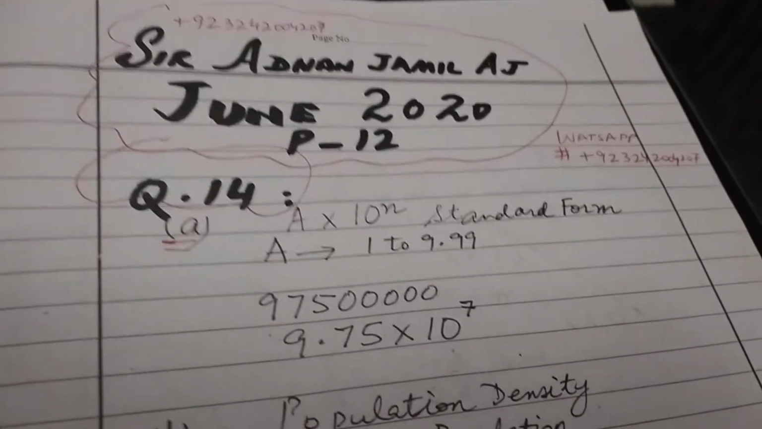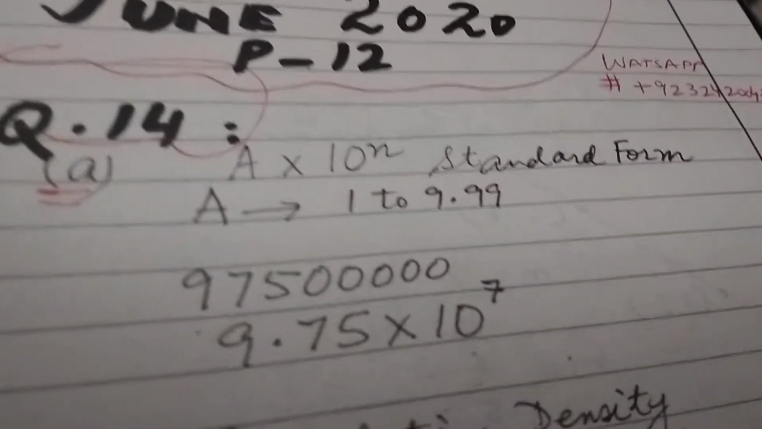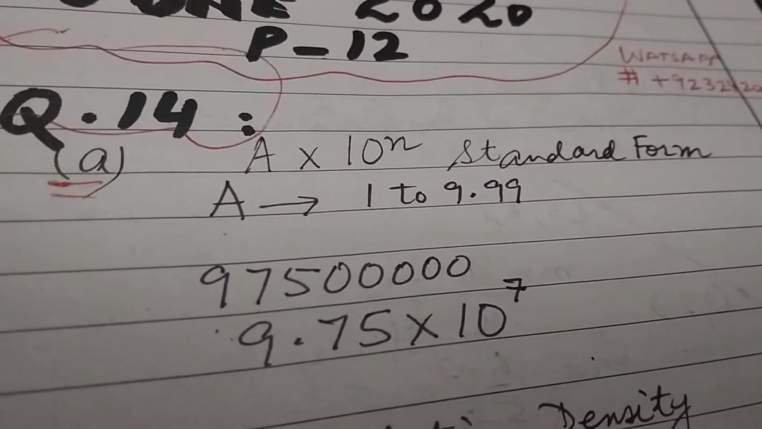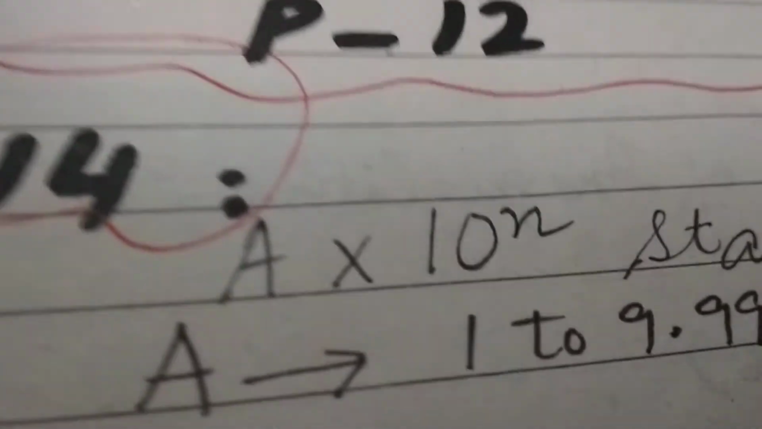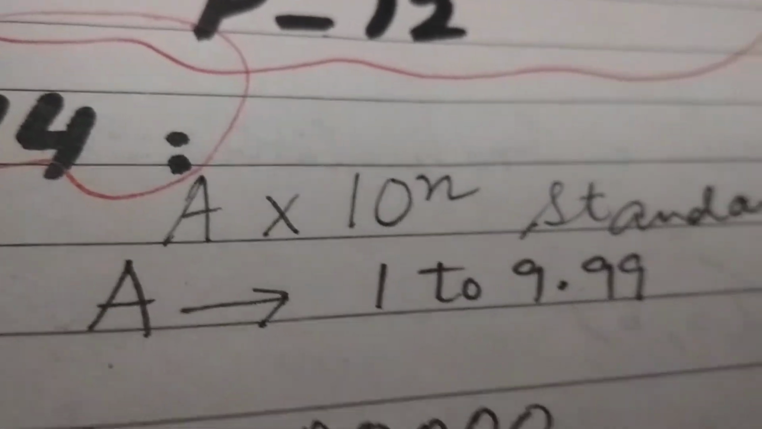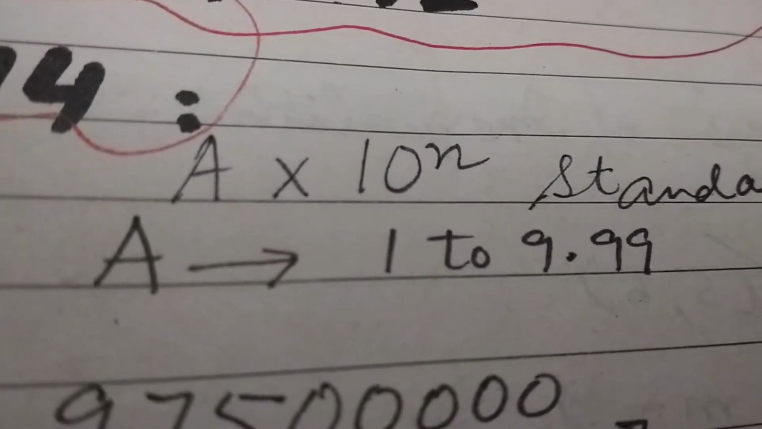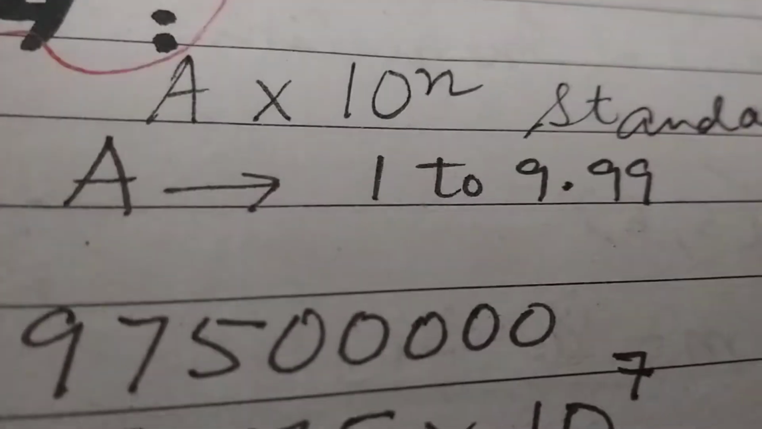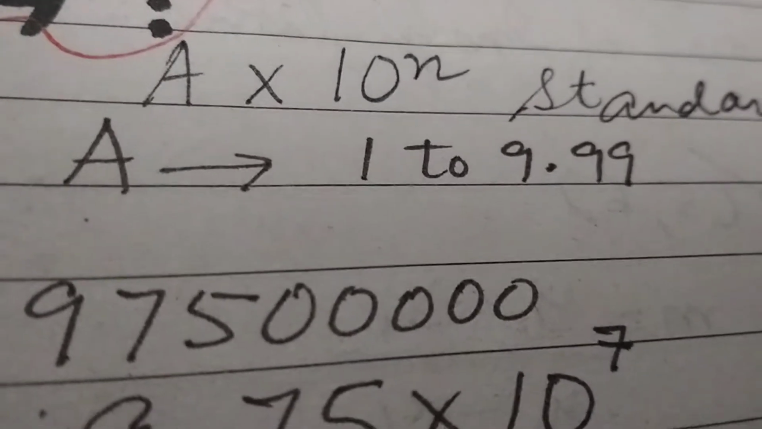So here I'm going to show you what I have done. The standard form is a into 10 raised to the power n. This I have written over here. This is your standard form format, and the a, that value is between 1 to 9.99. This you have to remember.